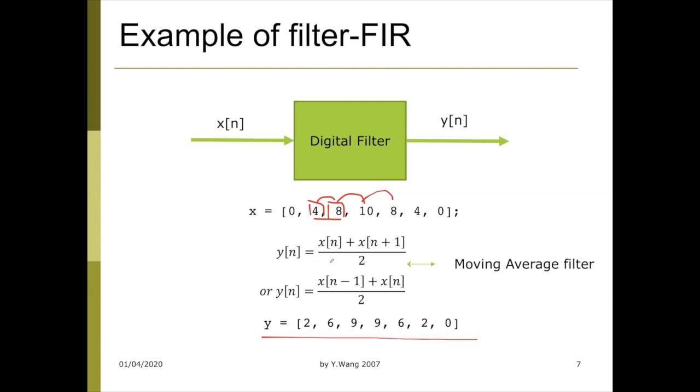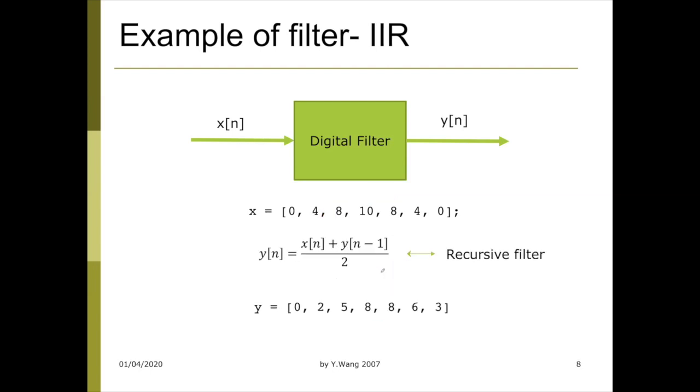One additional thing I'm going to talk about is expressions like xn minus 1. xn plus 1 means the future sample, and xn minus 1 means the previous sample, compared with the current sample xn. So normally the current value is n, n minus 1 is the past value, and n plus 1 is a future value.